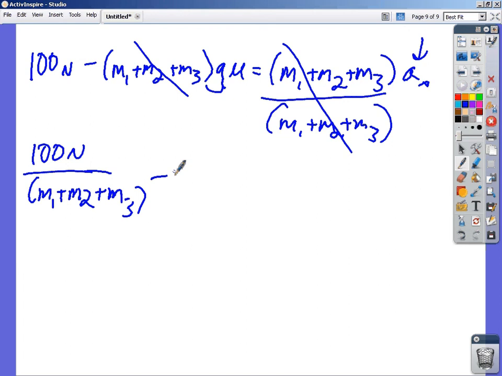Have they just canceled out, M1, M2, M3? I did over here, but these are two terms right here, so I have to divide both by that. That's where I get 100 over. Yeah, because of that minus, two terms. Okay, so to find acceleration, this is what you would do. When I plugged in my numbers for my problem, I got this.